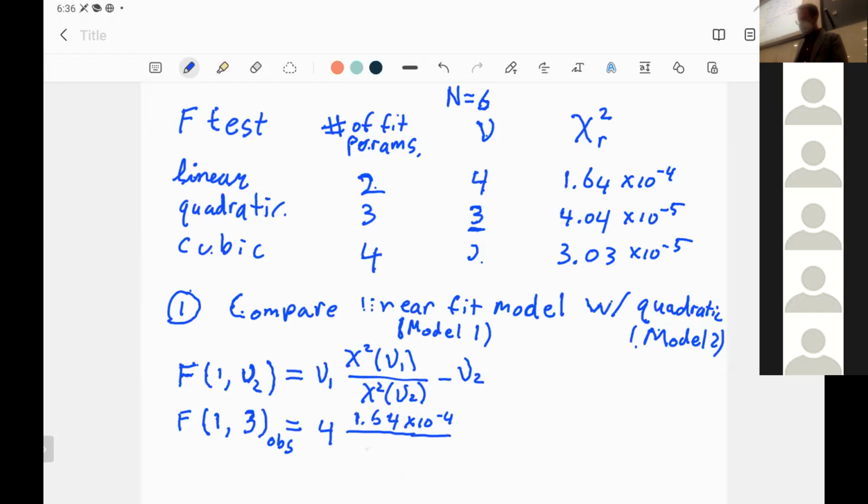And then we're going to divide that by chi squared for model 2. That was 4.04 times 10 to the minus 5. Okay, and then we subtract from this whole thing nu2, which is 3. If you plug this into a calculator, you should see that this comes out to 13.2.